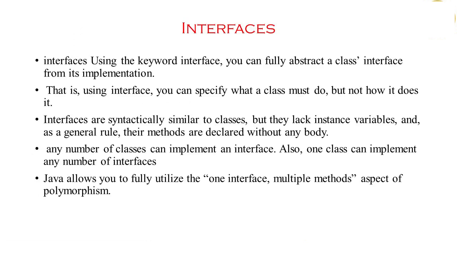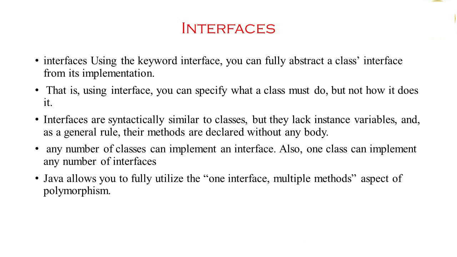Interfaces. Interfaces are defined using the keyword interface. You can fully abstract a class interface from its implementation. That is, using interface, you can specify what a class might do, but not how it does it. Interfaces are syntactically similar to classes, but they lack instance variables, and as a general rule, their methods are declared without any body. Any number of classes can implement an interface. Also, one class can implement any number of interfaces.